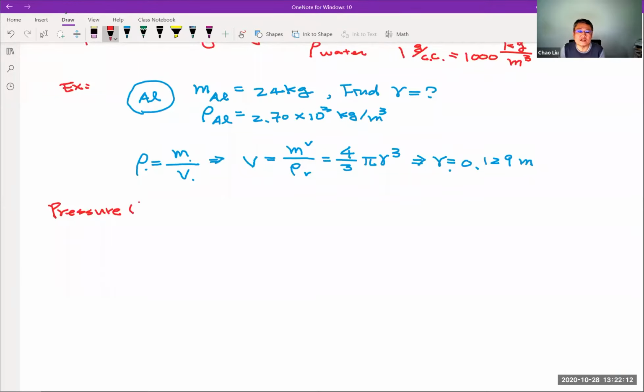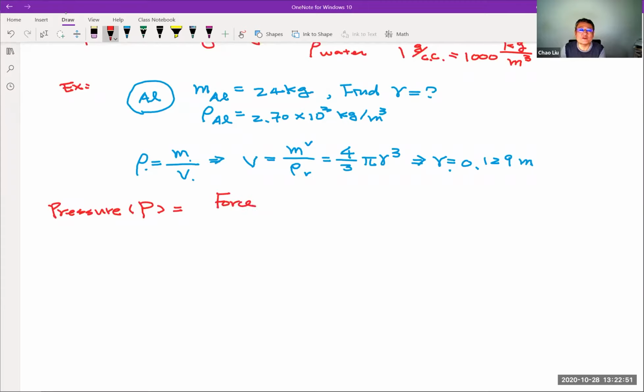So P is the symbol that we normally use for pressure. How do we define pressure? The pressure depends on the force. If you use some object to push something, then you're going to apply a pressure, right? If someone pushes you, then you feel that force, that is actually the pressure force. So pressure depends on the force, and we know the larger the force, the larger the pressure.